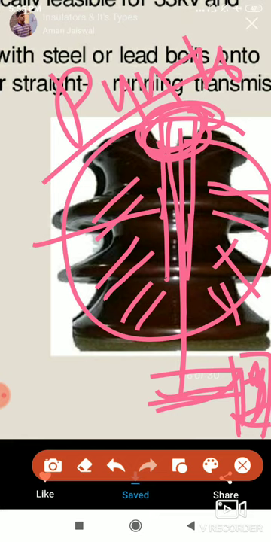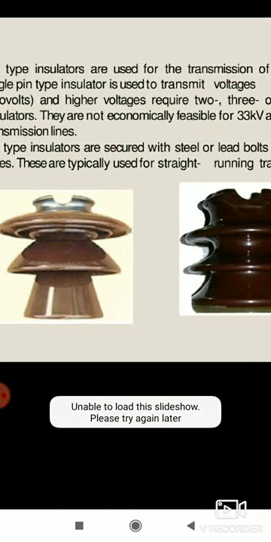Which one is very fast? The puncture is very fast. Your flashover will take a little bit of time. It should be heated, and only then will your conductor and your insulator break. Right? So these are about flashover and puncture.